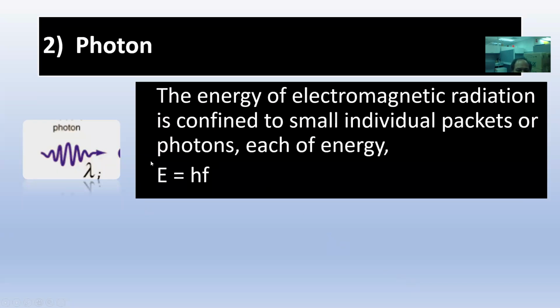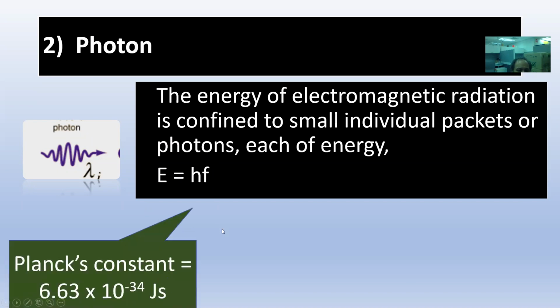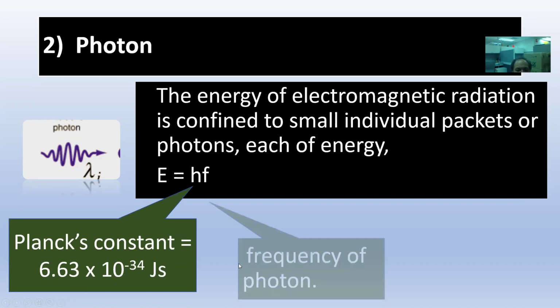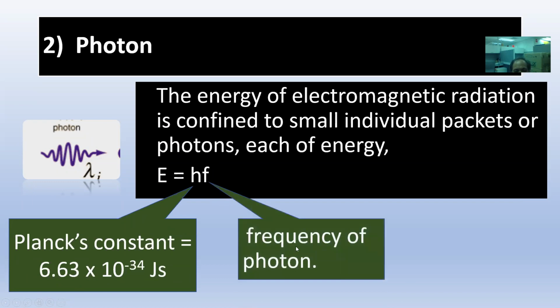And the energy is given by H times F. H is called Planck's constant. That's the value, 6.63 times 10 to the power minus 34 joule second. And then F is the frequency of photon. So don't be surprised even in the AS exam, they tell you all this and then they ask you to find the unit for Planck's constant. Matter of time only. Coulomb's law has come out and they asked to find the unit for the constant. So matter of time only.